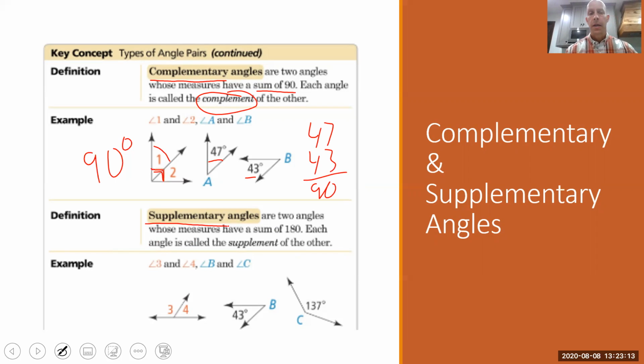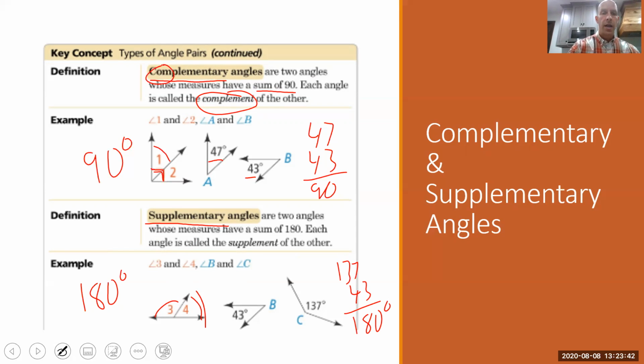Supplementary, same thing, except instead of adding up to 90, the magic number here is 180 degrees. So for example, angle 3 and angle 4 are what we call supplementary angles. Or this angle B and this angle C are supplementary because when you take 137 plus 43, you will get 180 degrees. A nice way to remember the two, or to distinguish between these two, is I know that C comes before S in the alphabet, so complementary goes with the smaller number.